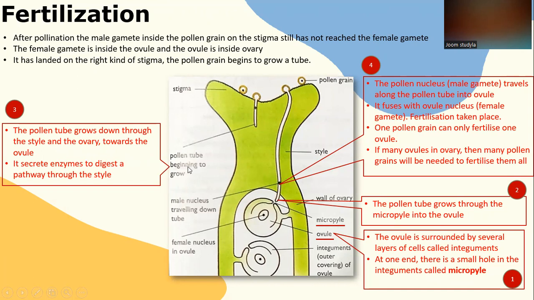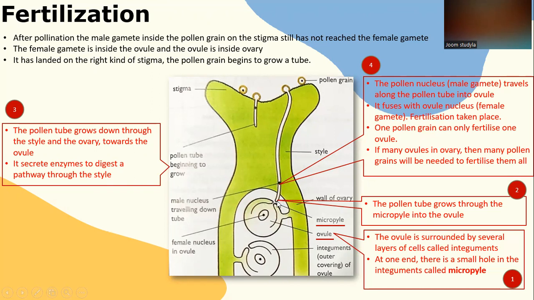So the pollen tube begins to grow. It secretes enzyme to digest a pathway through the style. Okay, this diagram shows the pollen nucleus, the male gamete, travelling along the pollen tube into the ovule. It fuses with the ovule nucleus, the female gamete, and fertilization takes place.